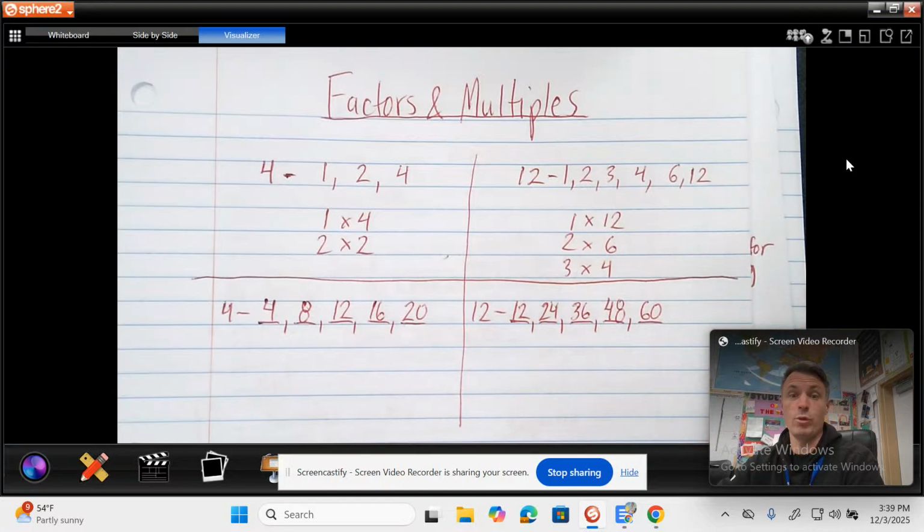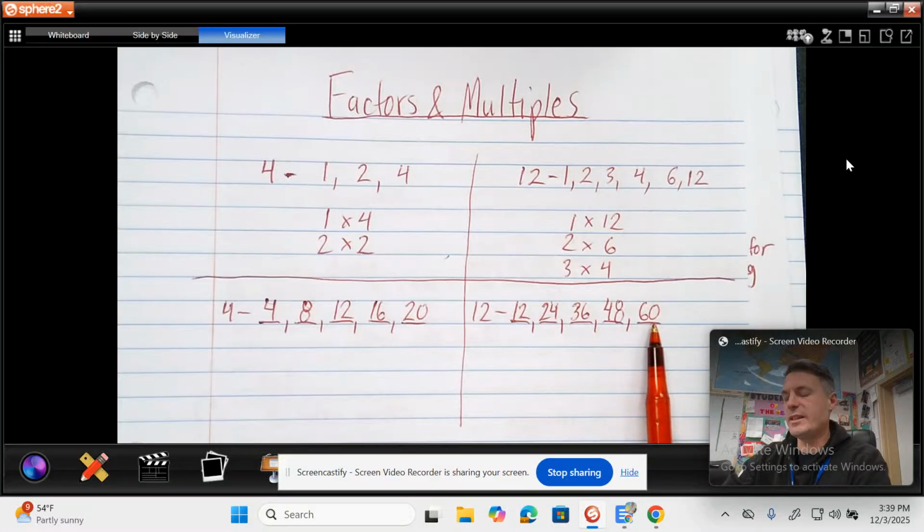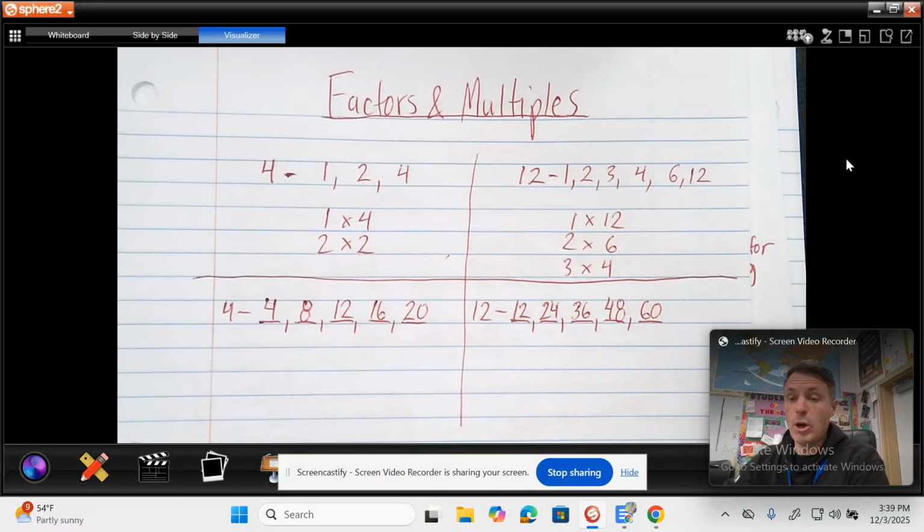I know what the first 5 multiples of 12 are. So it's 12, 24, 36, 48, and 60. And again, you could keep going. It would be 72 and then 84 and so on. You can count by 12s forever.